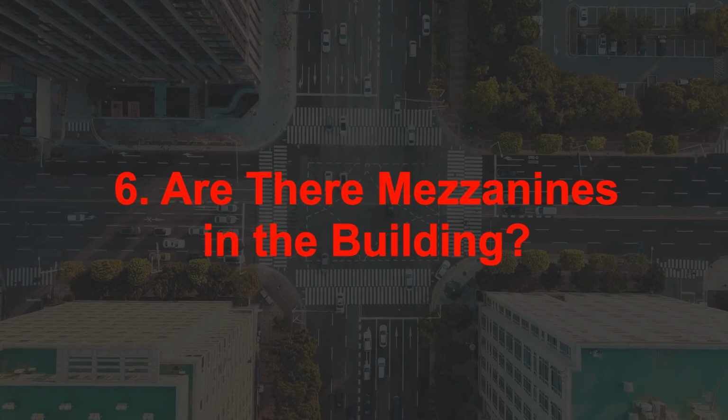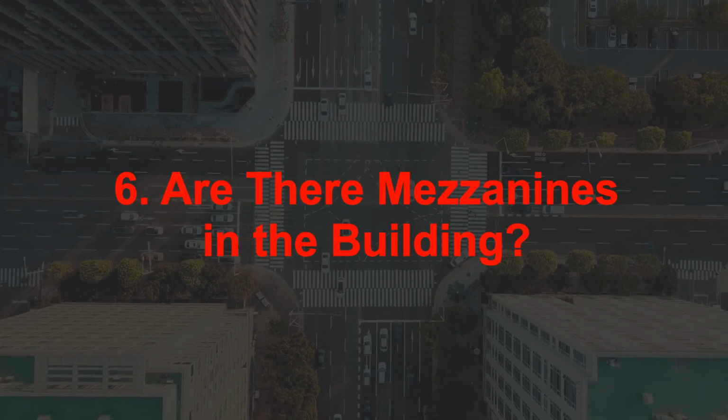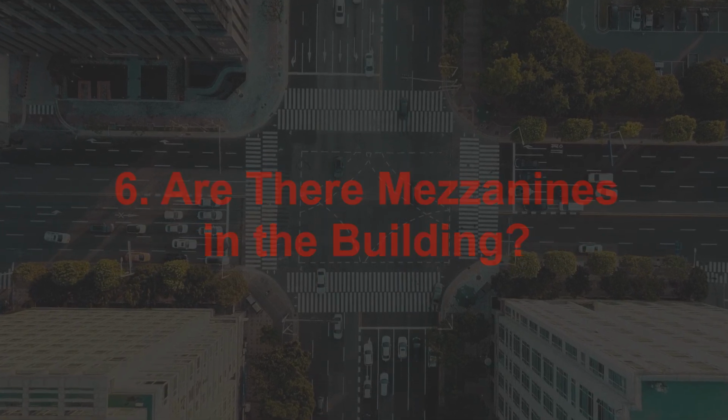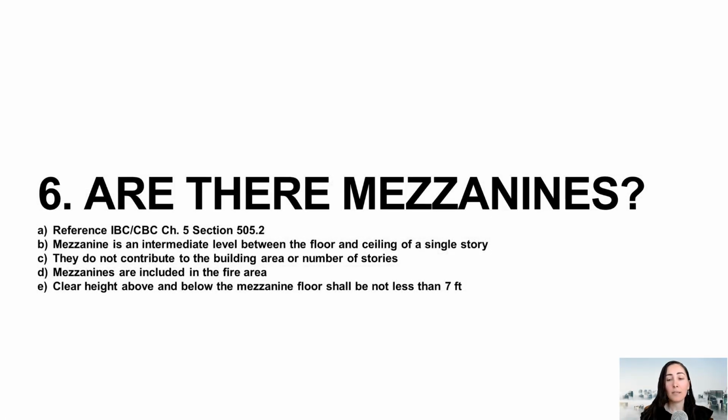The next item in the checklist: Are there mezzanines? And if so, do they meet the area requirement? A mezzanine is discussed in IBC or CBC Chapter 5, Section 505.2. A mezzanine is defined as an intermediate level between the floor and ceiling of a single story. Such mezzanines shall not contribute to either the building area or the number of stories. The area of the mezzanine shall be included, however, in determining the fire area.